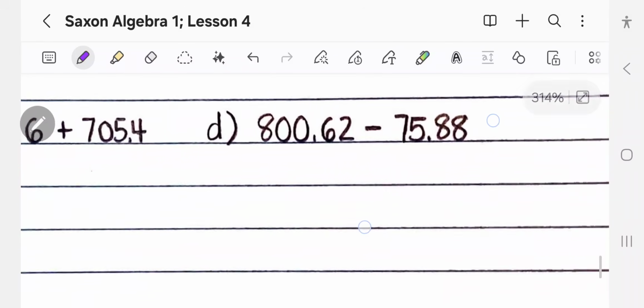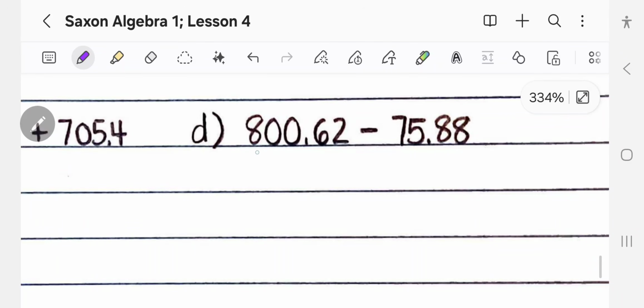All right, D. I'll need to line these up as well. Minus 75 and 88 hundredths. Got those decimals lined up to subtract. Now we're going to need to borrow. 2 minus 8, I can't do that. So I'm going to borrow a 10 from the neighbor here. And that takes it up to 12.